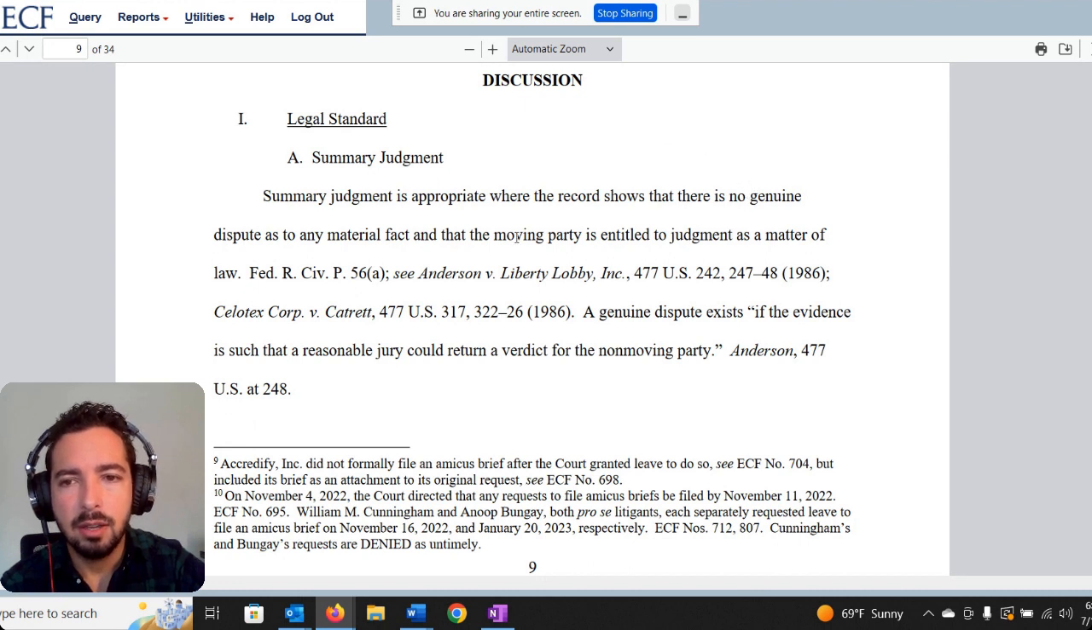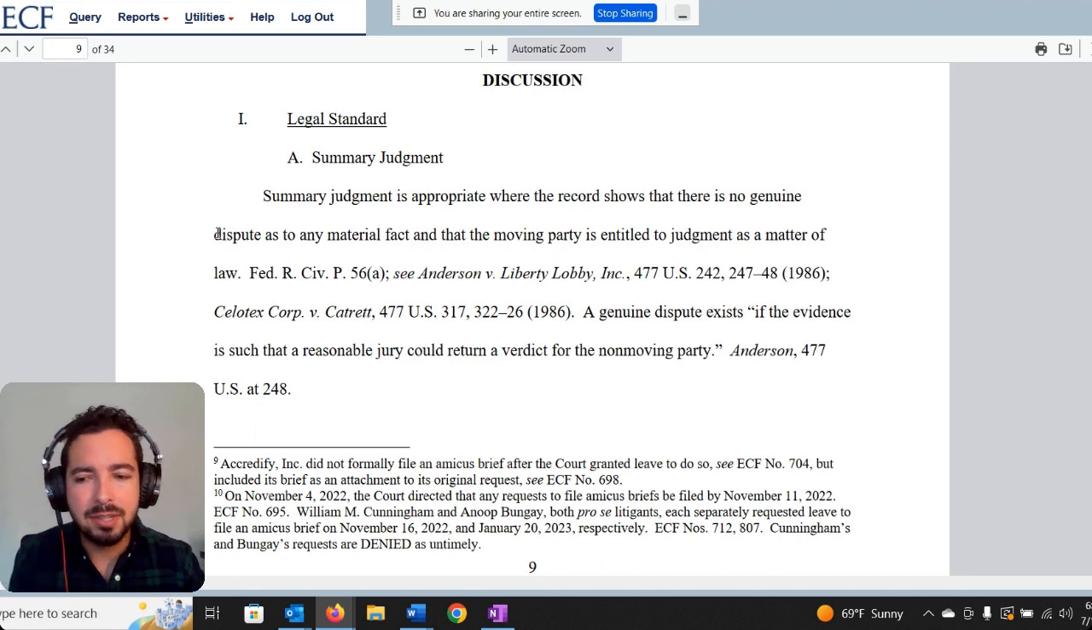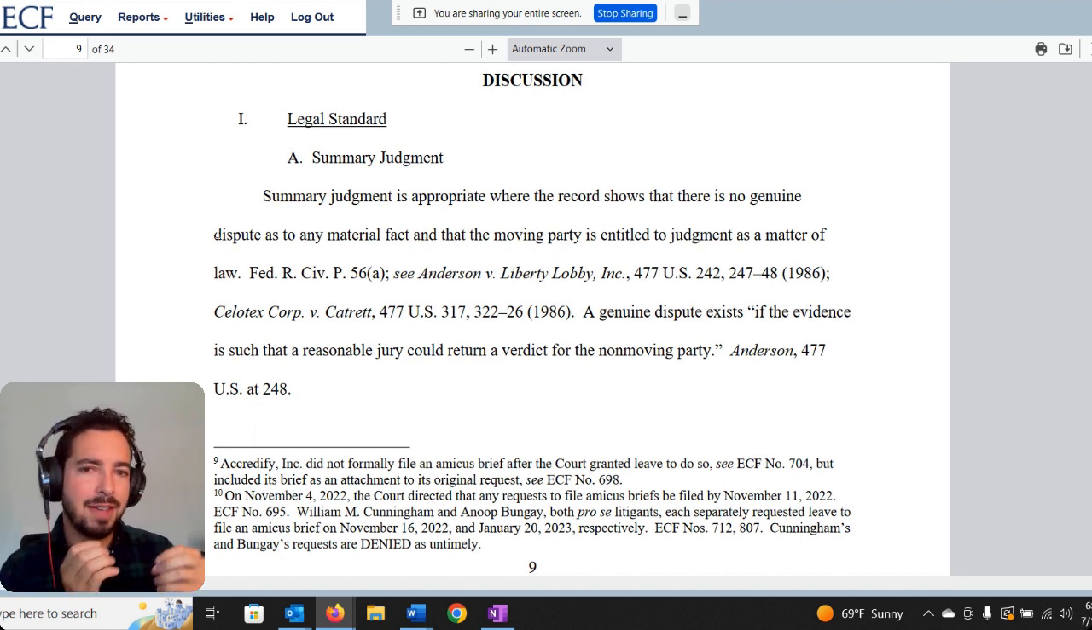And material just means important. That's another fancy legal word for important. And no genuine dispute means whatever it is you're saying is wrong with this important fact has to be a legitimate dispute. And when they say dispute, it really just means one person says the fact is this way and the other person says the fact is another way.